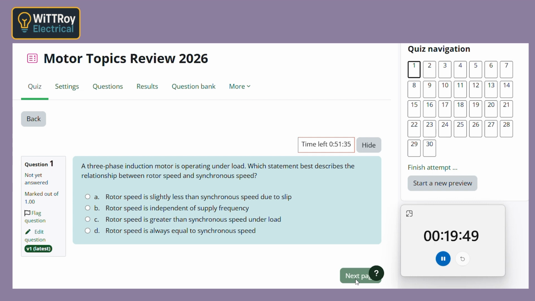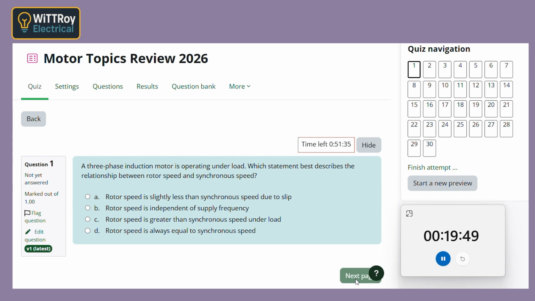Alright, question 1. Rotor speed compared to synchronous speed. What did you pick? I chose that they are the same speed. Okay, that's one of the most common mistakes. Let's build it clearly. In an induction motor, the stator creates a rotating magnetic field. That field rotates at synchronous speed. Now, for torque to be produced, the rotor must experience that field moving past it.